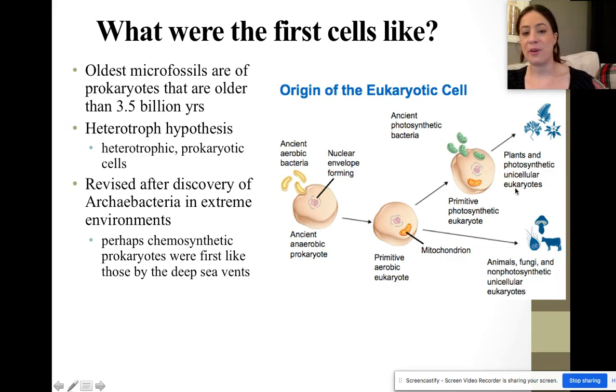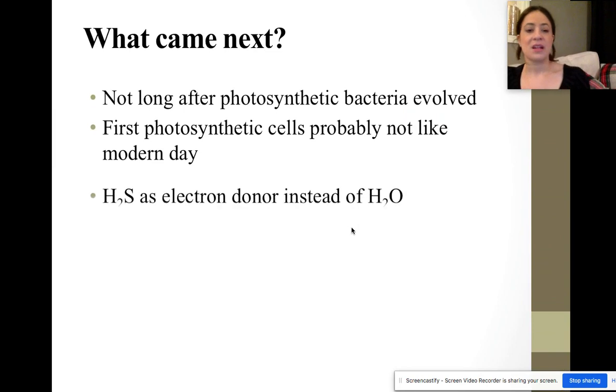And that would be like your first plant cells, your first photosynthetic unicellular eukaryotic cells. So this is what we call the endosymbiotic hypothesis, because as the cells were taken in, endo, they formed some sort of symbiosis, so a mutually beneficial relationship. So that's what that means.